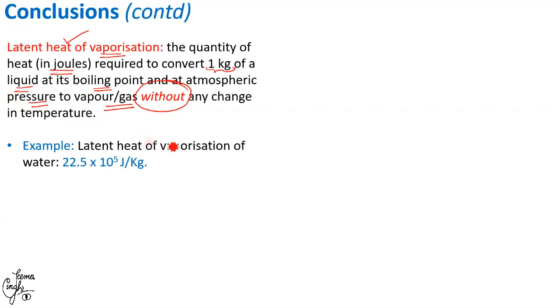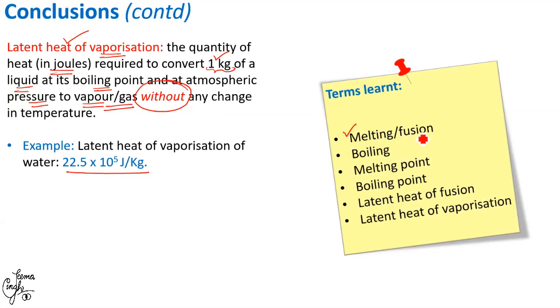For example, latent heat of vaporization of water is 22.5 into 10 raised to 5 joules per kg, which means 22.5 into 10 raised to 5 joules of heat energy is required to convert 1 kg of water into water vapor at its boiling point of 100 degrees Celsius and at atmospheric pressure. So my dear learners, from this activity you learned what is melting, also known as fusion, what is boiling, melting point, boiling point, and two types of latent heat. One, latent heat of fusion, and the second one, latent heat of vaporization.